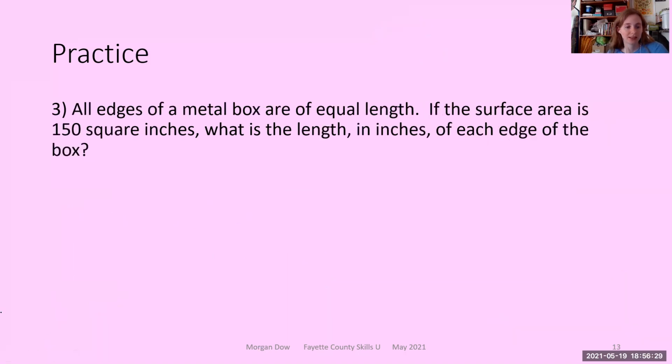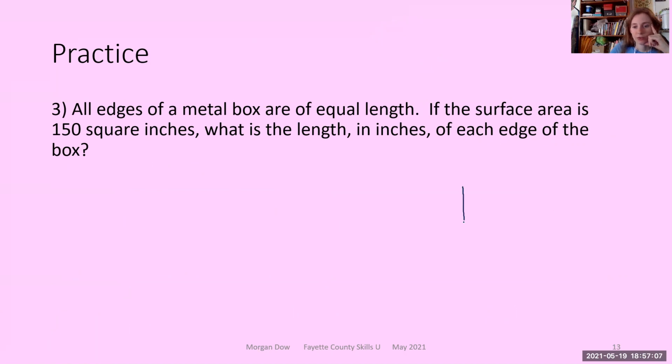Okay, and then the last word problem we're going to do today says all edges of a metal box are of equal length. So a box where all of the edges are of equal length. That sounds like what type of shape? Well, if it's a box, that means we're talking about a rectangular prism, but specifically what kind of rectangular prism? If everything is equal, all of the edges are the same, it means we're talking about a cube, a little cubic metal box.